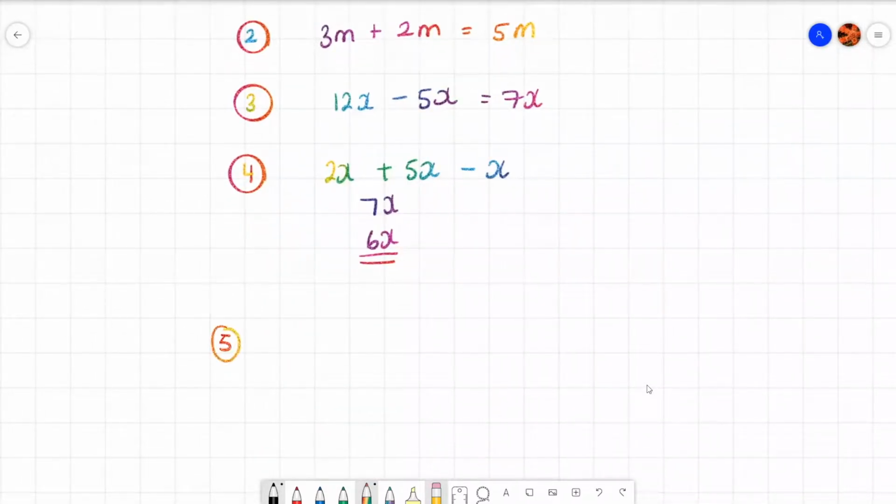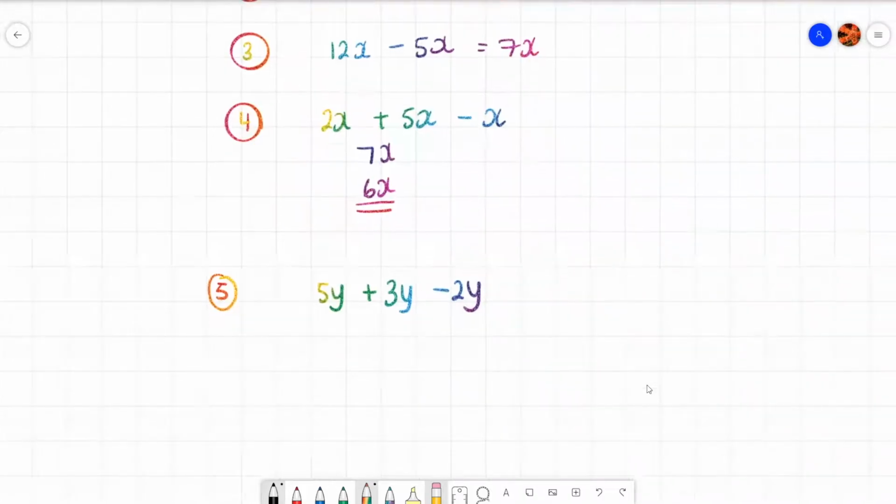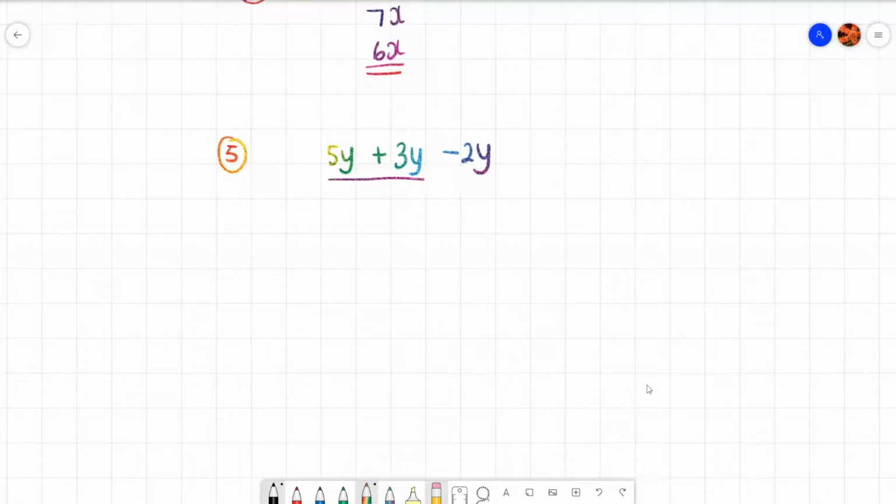Number 5. 5y add 3y minus 2y. So again, they're all the same letters, so I can add and subtract them. So 5y add 3y is 8y, and then I've got to subtract 2y from it, which is 6y. Right, let's have a look at some other ones, slightly more tricky.